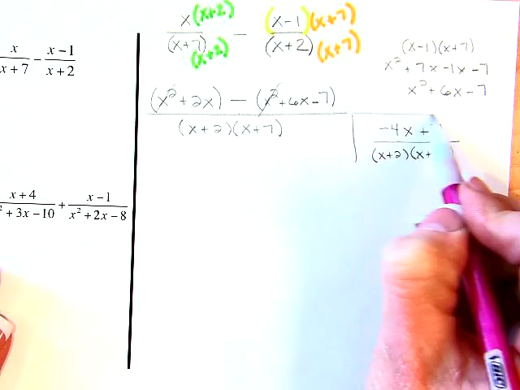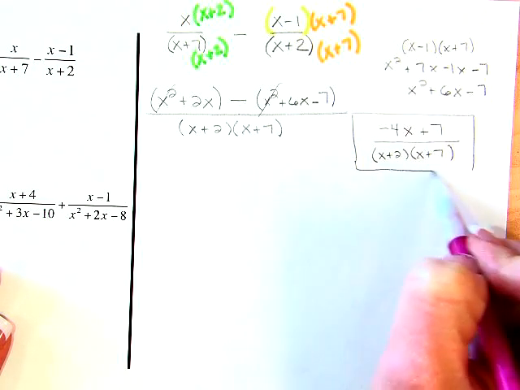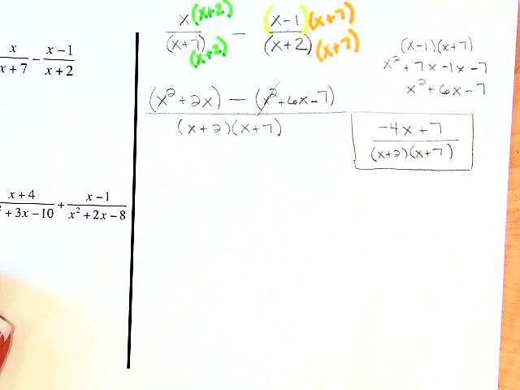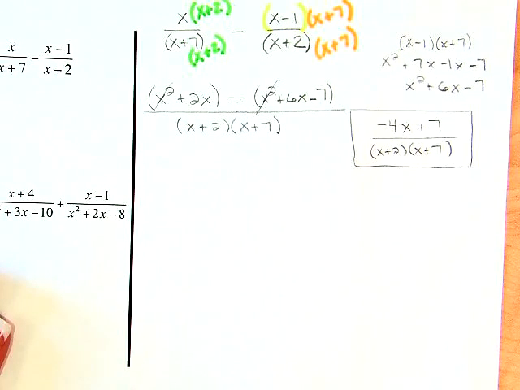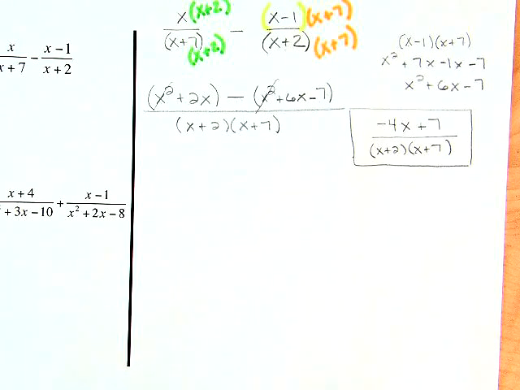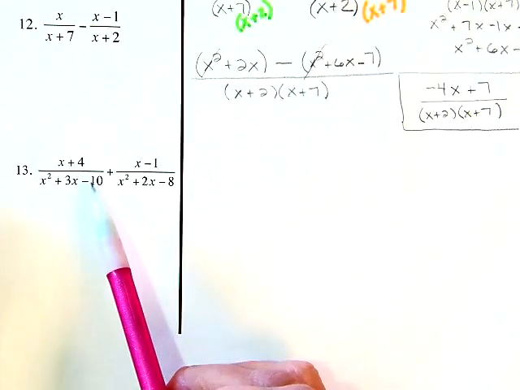And that is the answer. That is the difference between these two original rational expressions. Okay. So moving along, we're looking at number 13 here.